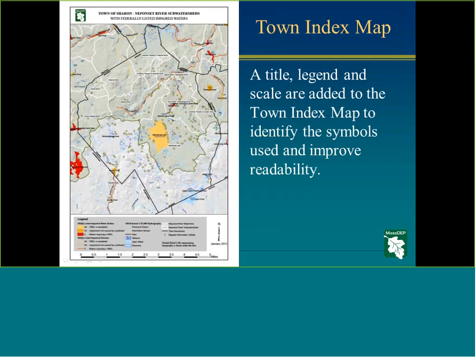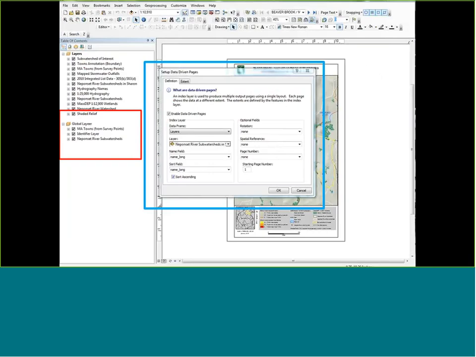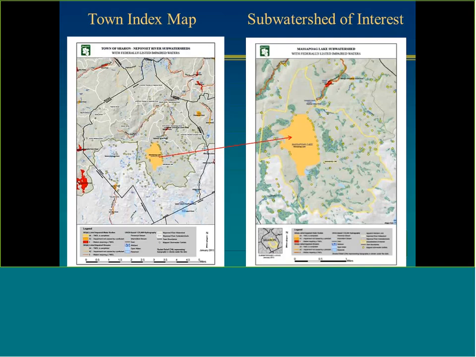Lastly, a title, legend, and scale are added to the town index map to identify the symbols used and improve readability. The data-driven pages function in ArcMap, in the blue square, allowed us to automatically create a separate page for each named subwatershed in the town index map.